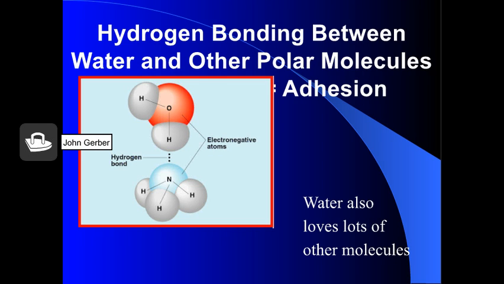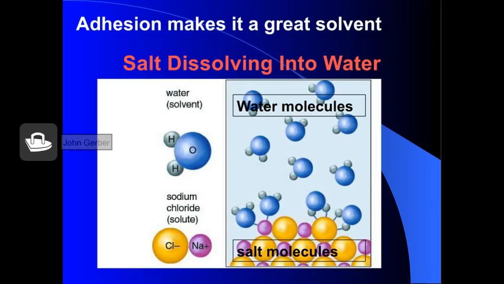Water not only loves water, which is cohesion, water loves lots of other polarized molecules, like ammonia in this case. The positively charged hydrogen on one end of the water molecule is attracted to the negatively charged nitrogen in the ammonia molecule. This is called adhesion. And it's important for plant life, such as nitrogen. We'll see how this works. In fact, salt, which is sodium chloride and polarized in water, is an example of adhesion. Salt molecules dissolve in water.